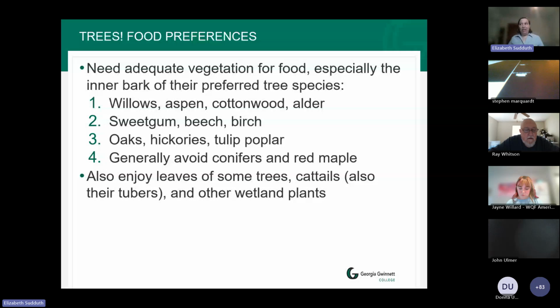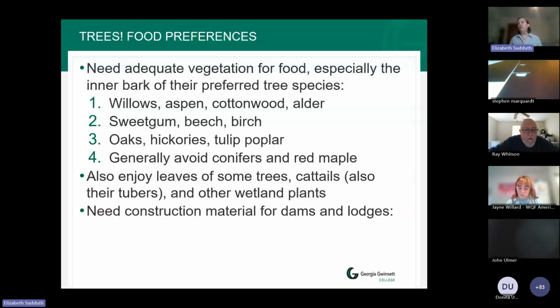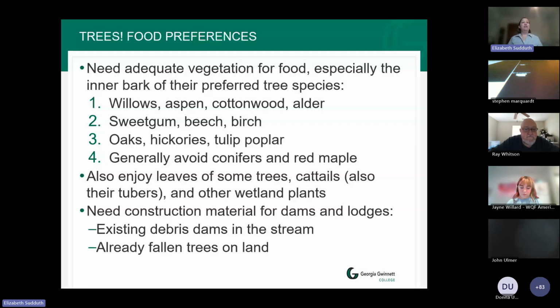In addition, obviously, to getting these great trees and all this great food from vegetation, they also use it as construction material for their dams and their lodges. They will also gather existing debris dams in the stream, or just build a dam right on an existing debris dam in the stream. They will gather already fallen wood on land, that's dead wood, and use that in their construction. And really, they'll use almost anything. And I'll show you some pictures supporting this. Anything that's easy to grab, they will use in their construction.